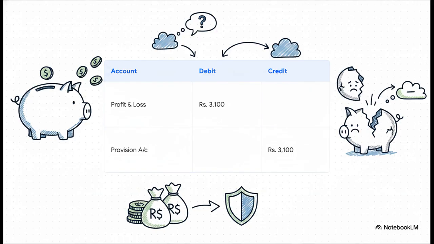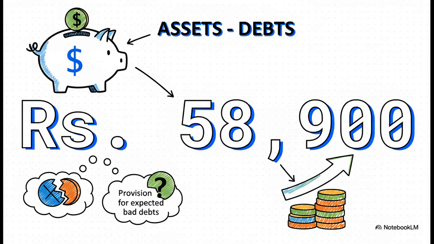We debit the profit and loss account for 3,100 and credit our provision for bad debts account for 3,100. The math cleanly translates right into our books, ensuring we are safely, conservatively anticipating those future losses. Which finally brings us to this highly satisfying number on our balance sheet. To show the true, realizable value of our assets, we started with that 64,000. We subtracted the 2,000 actual confirmed bad debt. Then we subtracted the 3,100 provision for expected bad debts. That leaves us with a final, incredibly accurate, conservative asset value of 58,900 rupees.